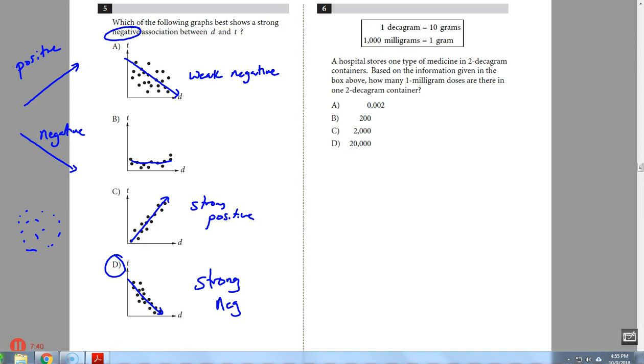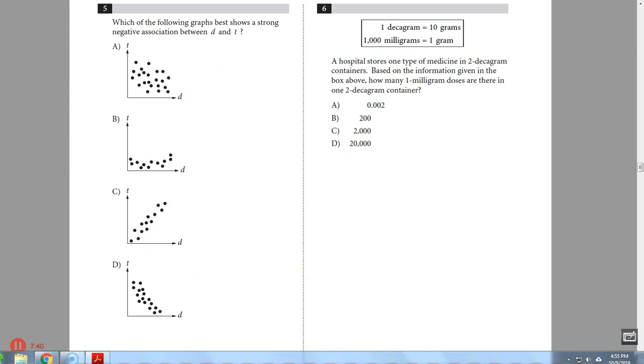All right, let's take a peek at 6. 6 looks like a science type question, so looks like some conversions maybe. So in the box it says 1 decagram is 10 grams and 1,000 milligrams is 1 gram. Let's try to answer the question here. So a hospital stores a type of medicine in a 2 decagram container. So we have a container, and I like to draw these out, it's a little bit easier for me. So this container is 2 decagrams.